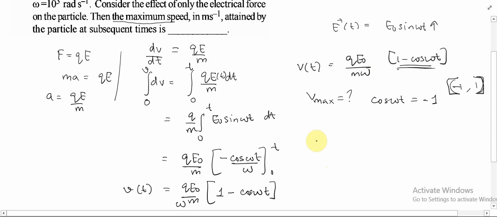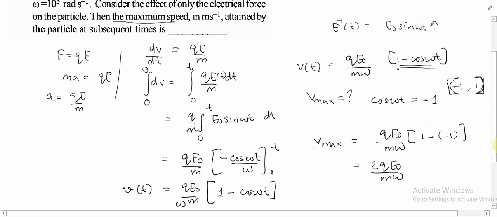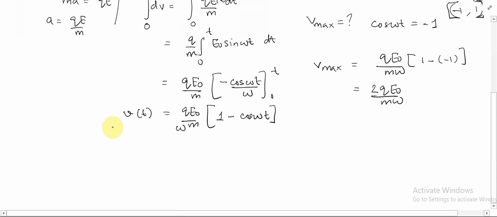So this is the easiest way. You can otherwise find the value for which the function is maximum by differentiating, but that's a longer process, so just check like this. So V max = qE0/(mω) into (1 − (−1)). So 1 plus 1 will be 2, giving 2qE0/(mω). Just substitute for all the values here.